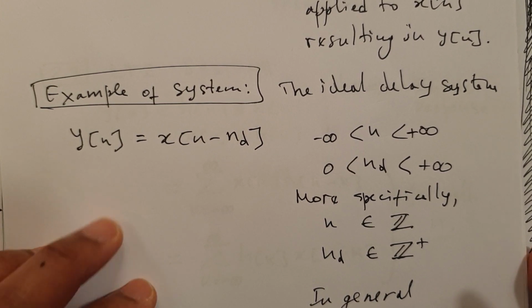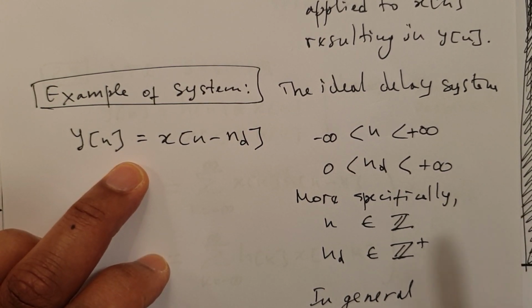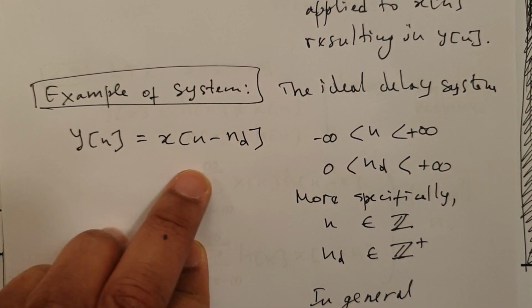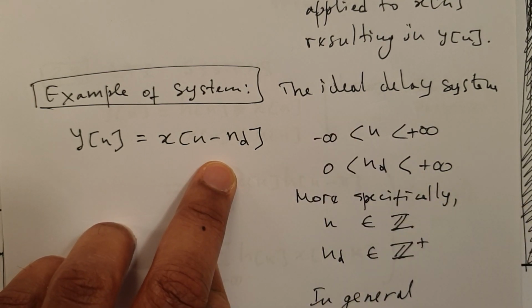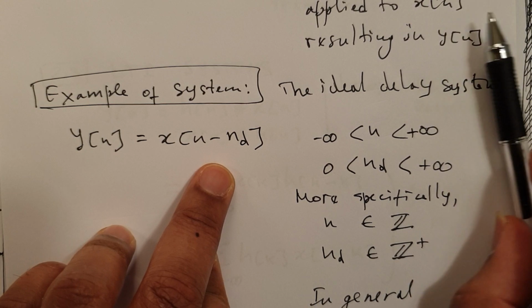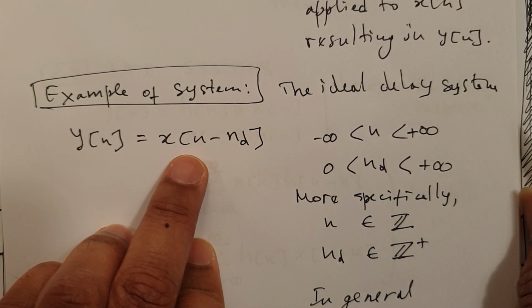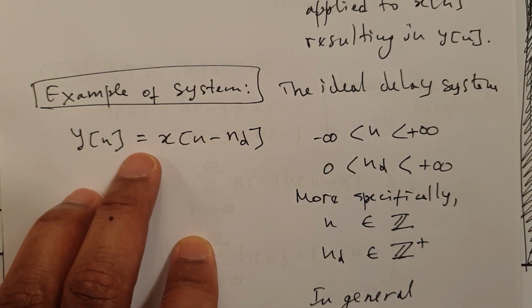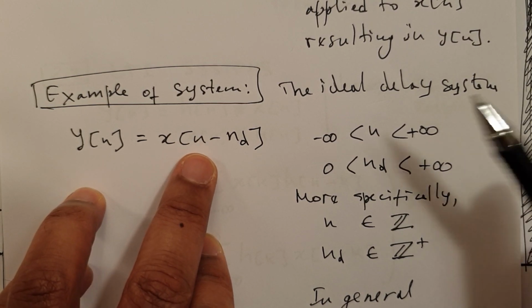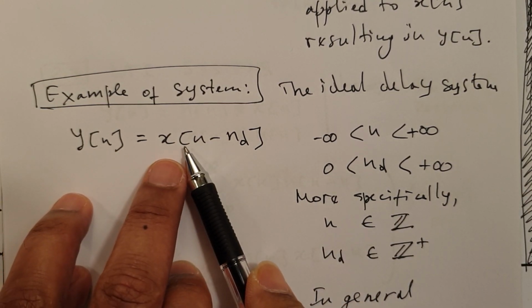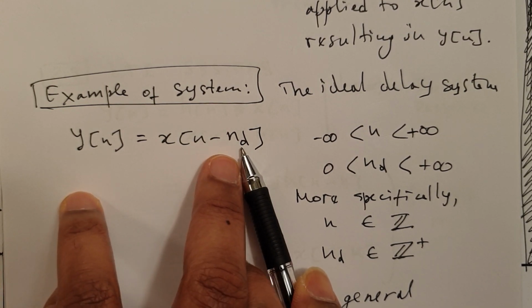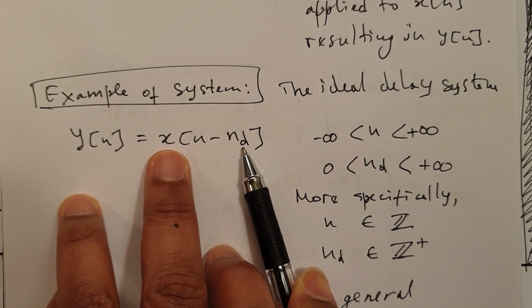So let's see an example. This is an example of a system that will pop up quite often also in our analysis. So here we are defining a system that just applies a delay to the input. So the output is obtained just by applying a certain delay nd to the input.